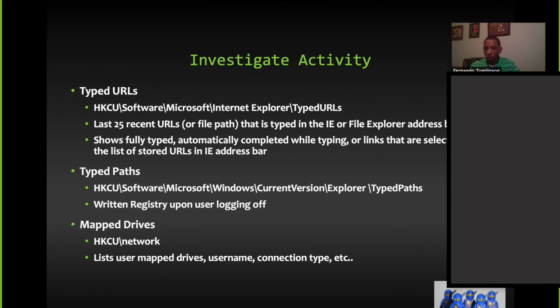Typed URLs, again, from a local perspective from the actual user. Last 25 recent URLs. These are URLs that they typed in. I shouldn't say URLs, but that's what it's called, within Internet Explorer and in Edge, but also within File Explorer, right? This is going to help us because it starts to tell us where this person was actually trying to navigate to. We get the last 25 from that perspective.